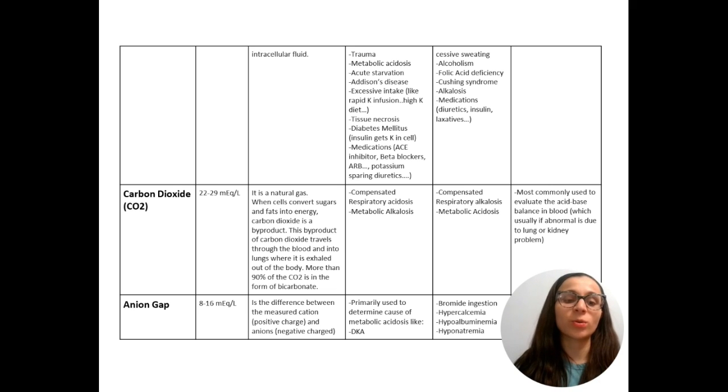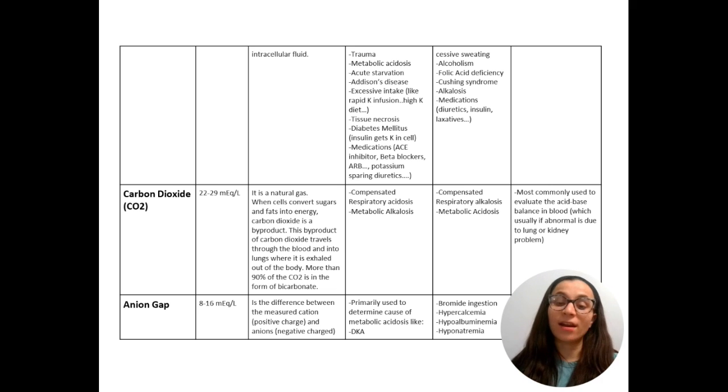Carbon dioxide normal is 22 to 29. It's a natural gas. When cells convert sugars and fat into energy, carbon dioxide is a byproduct of that conversion. This byproduct travels through the blood and into the lungs where it's exhaled out of the body. So every time you breathe in oxygen, you exhale carbon dioxide.